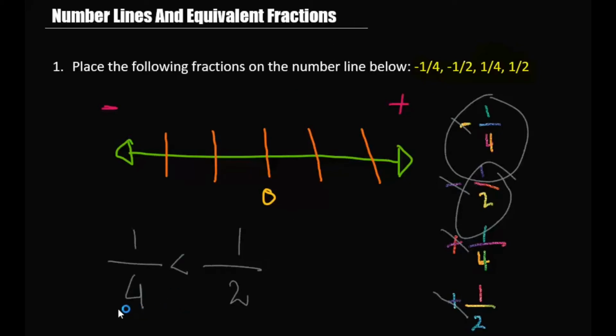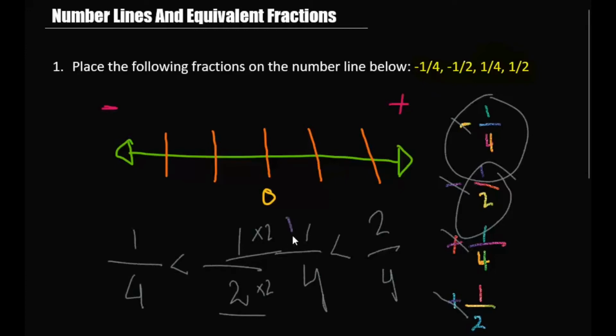And 1/2 is more than 1/4. How we know that is we just need to get common denominators first. The least common multiple of 4 and 2 is 4. So 2 times 2 is equal to 4, and 1 times 2 is equal to 2. So now we have 1 over 4 is smaller than 2 over 4. The basic rule of finding least common multiples of a fraction is whatever you do to the denominator, you do to the numerator.